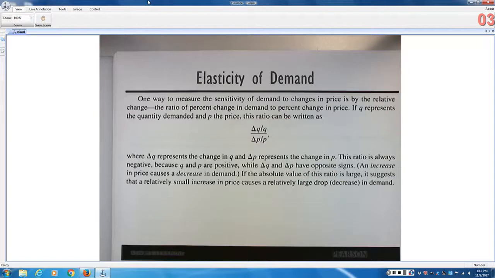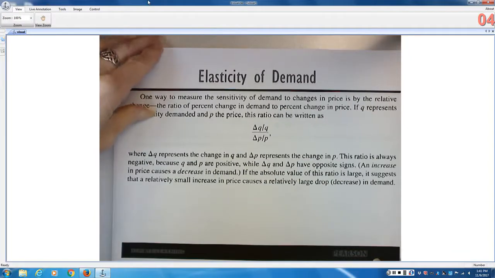So an increase in price basically can cause a decrease in demand. And if the absolute value of that ratio is large, it's going to tell us that a relatively small increase in price is going to cause a relatively large drop or decrease in demand.